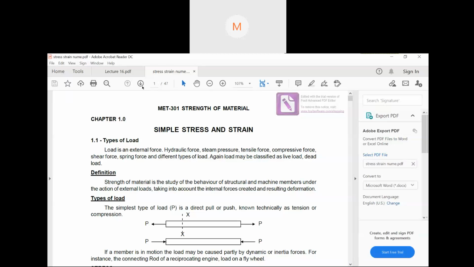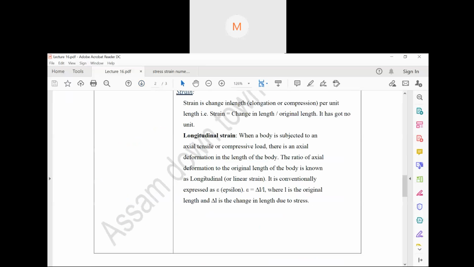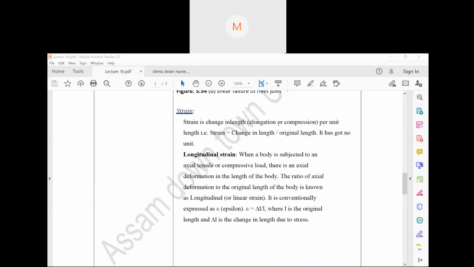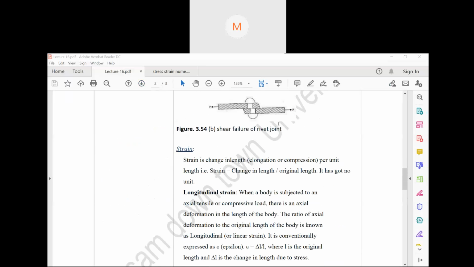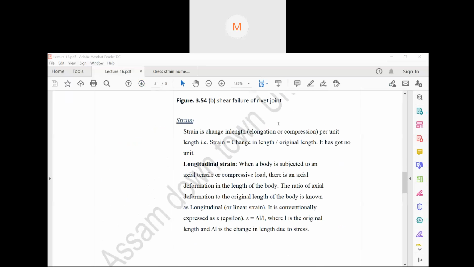In the last class, we discussed stress and strain. Right? We basically discussed regarding stress and strain. Yes or no? So do you remember those things?